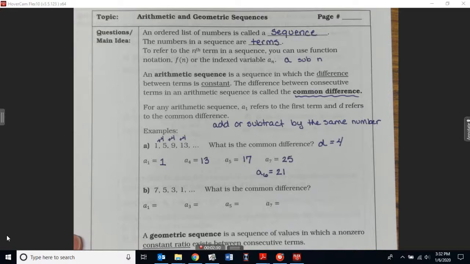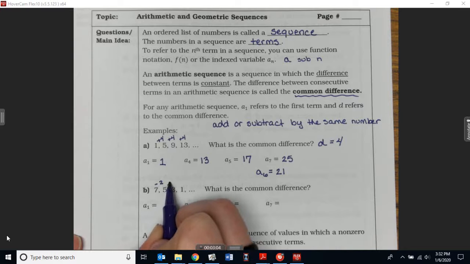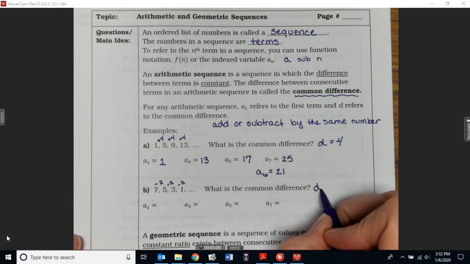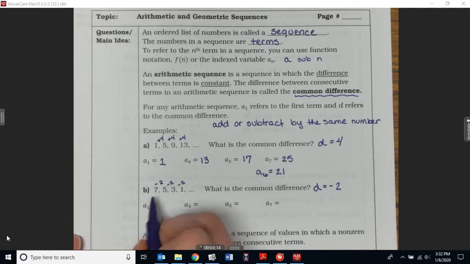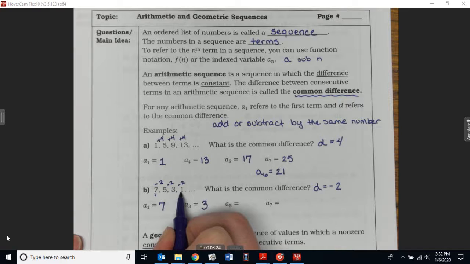And we're going to do the same thing on letter B. So from 7 to 5, this time we're going down, which means a negative number, minus 2. And then from 5 to 3, I'm taking away 2, and from 3 to 1, I take away 2. So that means my common difference is negative 2. And again, my first term is 7. My second term is 5. My third term is 3. My fourth term is 1.